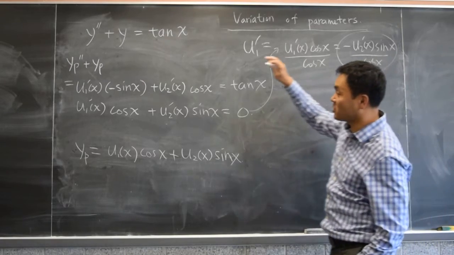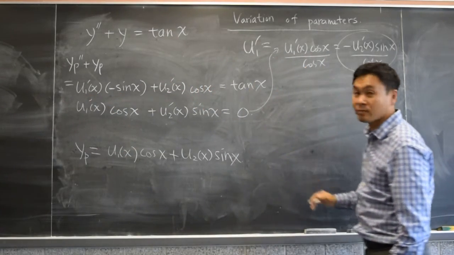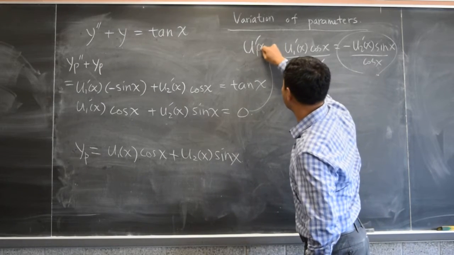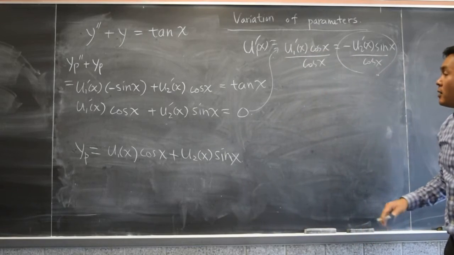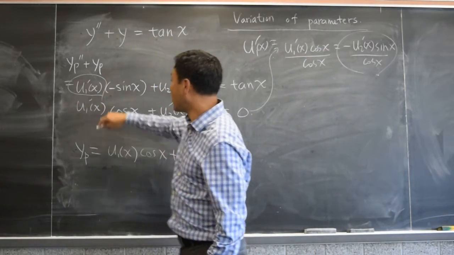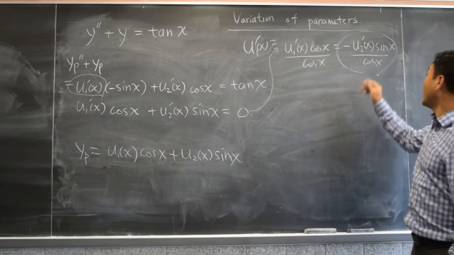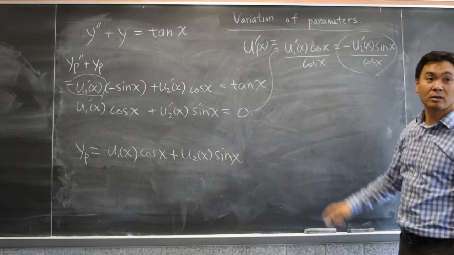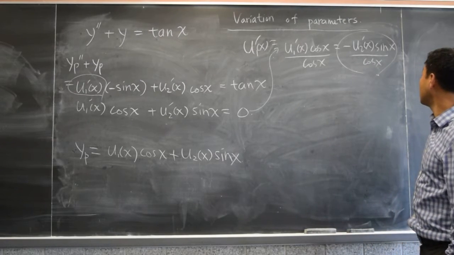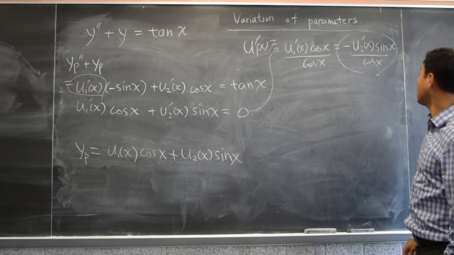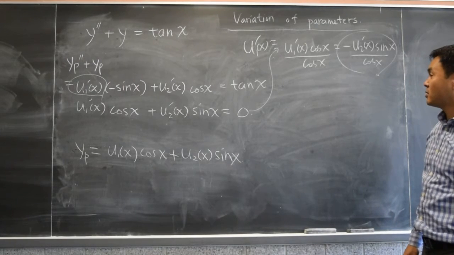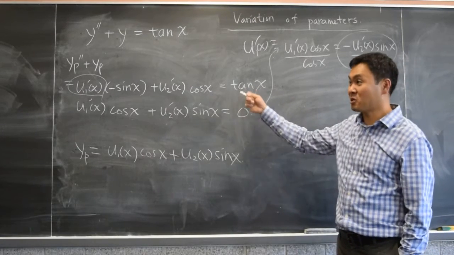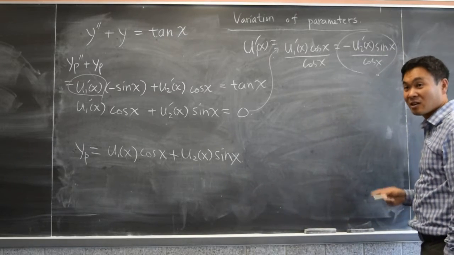That means I can now plug this into the top equation. u1 prime of x is this thing, okay? Now I can replace u1 prime of x with this. Did you just say that's tangent? Yes, sine over cosine. It is tangent, but let's just write the tangent as sine over cosine, because then I can just multiply both sides by cosine. I like that better, okay?